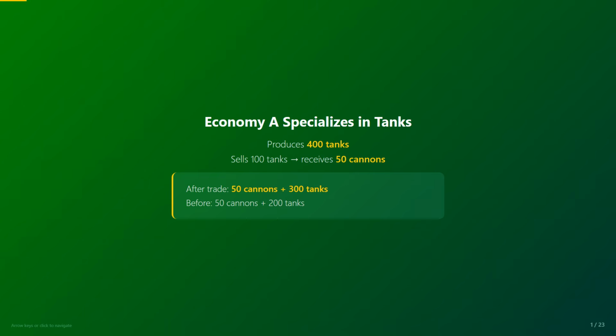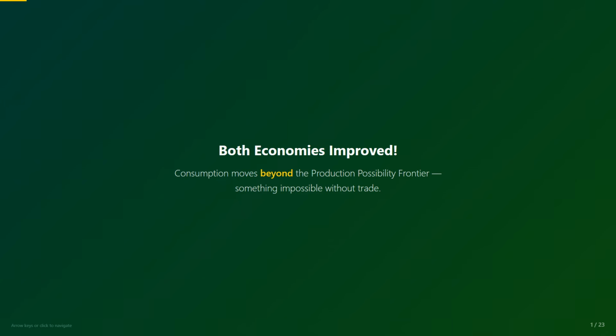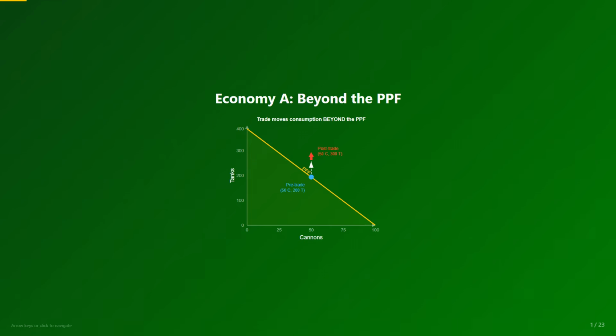And economy A? It has a comparative advantage in tanks, so it will produce only tanks, 400 tanks. It sells 100 tanks to economy B and receives 50 cannons in return. It is left with 300 tanks and 50 cannons. Before trade, it had 200 tanks and 50 cannons. It also improved its situation. This is the beauty of international trade: both economies improve their situation. Each economy's consumption point moves beyond its production possibilities curve, which is something unattainable without trade. Each one leverages its comparative advantage, and both benefit.